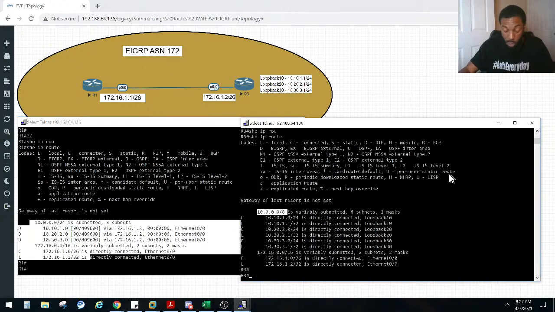And I think we're going to have to do a little bit of math here. Not really necessarily math, but route summarization in our head. Unless you got the calculator like my man Endrit over there, a supernet calculator or a subnet calculator.